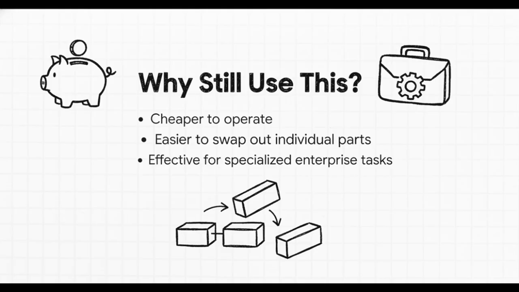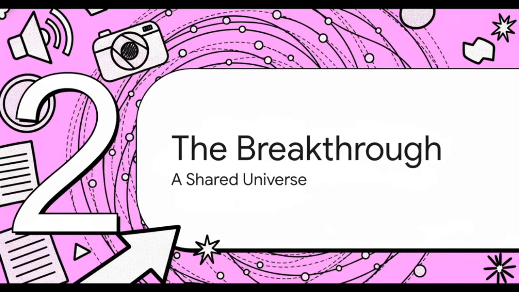So you might be thinking, okay, if this approach is so flawed, why is it still around? And that's a fair question. It really comes down to a few practical things. For one, these systems are often cheaper to run. Plus, because they're modular, you can upgrade the vision part without having to retrain the whole shebang. And for some specific business tasks, honestly, it's good enough. But good enough is never the end of the story, right?